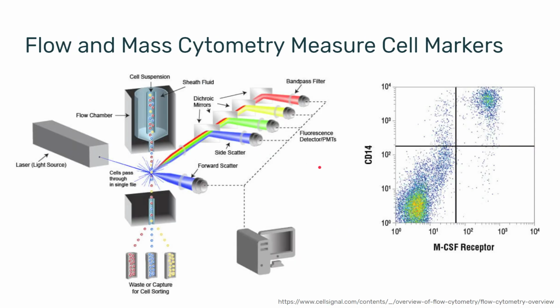Flow and mass cytometry are two technologies that allow us to measure the presence or absence of different cell markers in single cell resolution. Briefly, the way flow cytometry works is we take our cells, denoted as circles here, and we use fluorescent tagged antibodies to identify the different markers. So the cells are going to fluoresce in different colors based on the expression level of different markers.